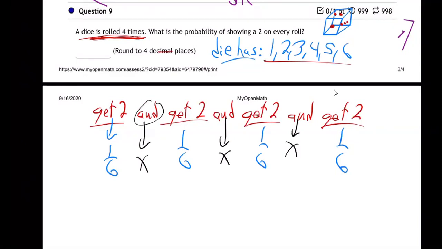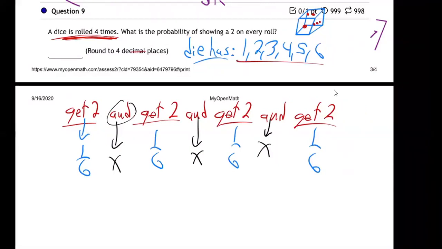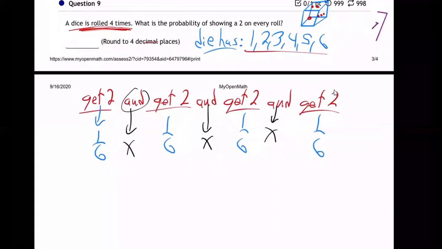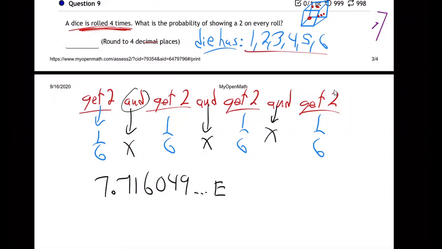And I'm getting, let me show you, I'm getting a weird answer which might be confusing for you. I'm getting 7.716049, blah, blah, blah. And then it's got this E minus 4 thing. I don't know if anybody else is getting that. I want to explain that E minus 4. That's going to come up a lot in this class on your calculator.